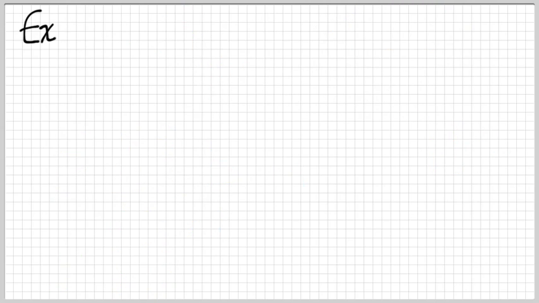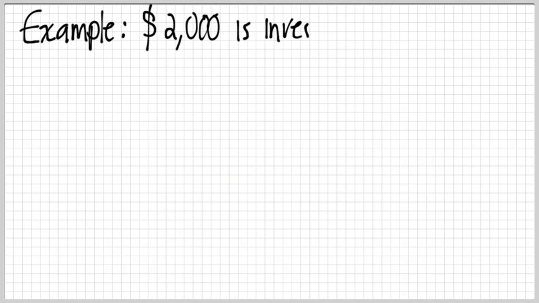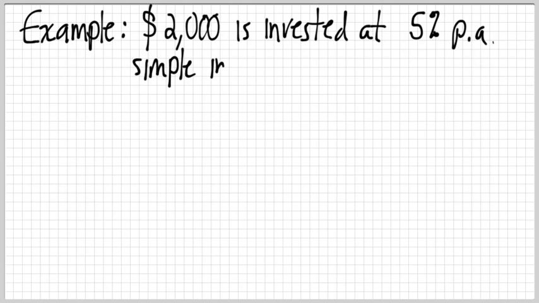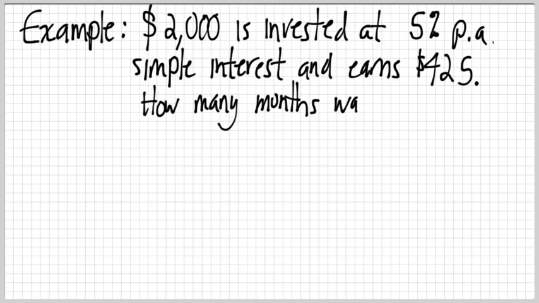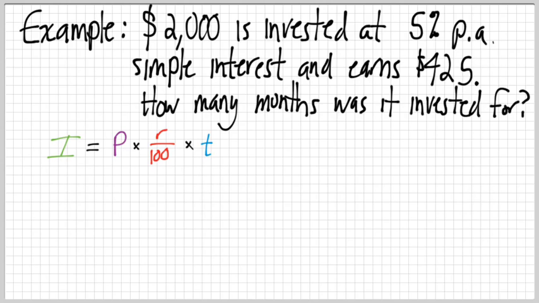One more example here. $2,000 again is invested. This time it's 5% per annum, at simple interest, and that earns $425 of interest. How many months was it invested for? So here's our formula, and we're going to plug in numbers from the problem. This time we do know the interest. It's $425, so we put 425 where the I was.